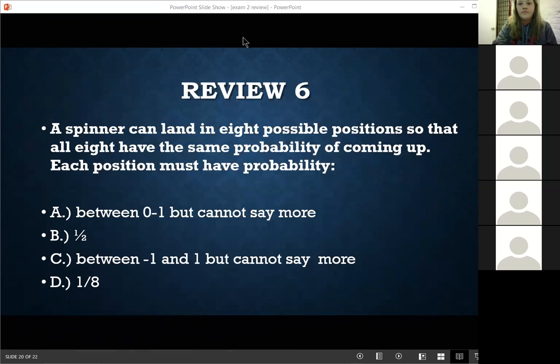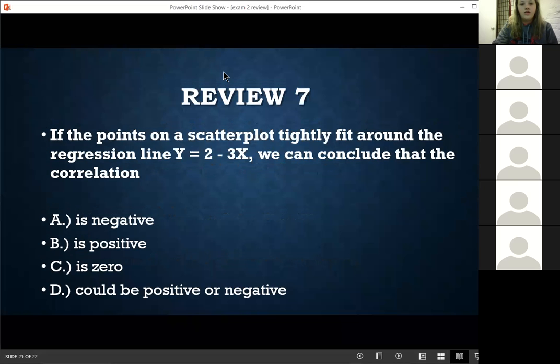All right, good job. One last one here. If the points on a scatter plot tightly fit around the regression line y equals 2 minus 3x, we can conclude that the correlation is what? Try this one out and let me know what you think.